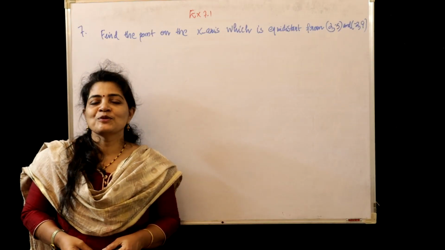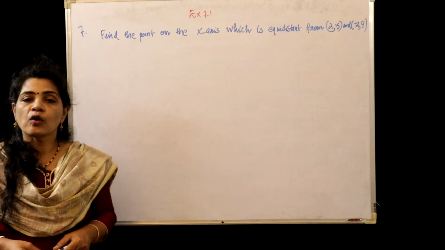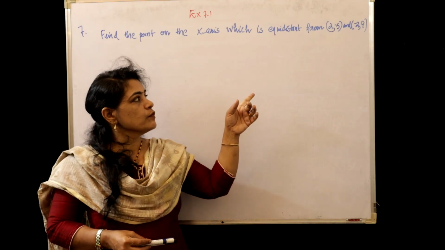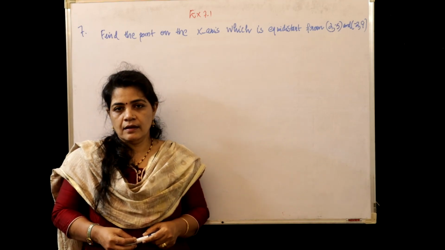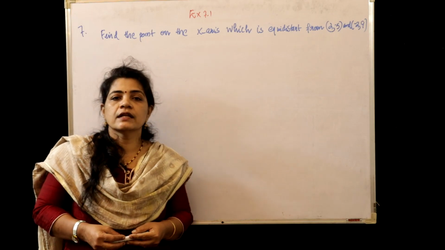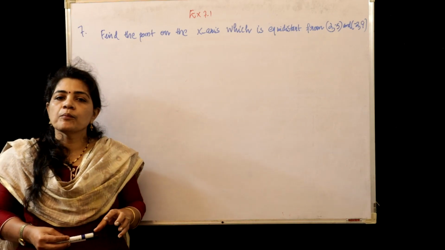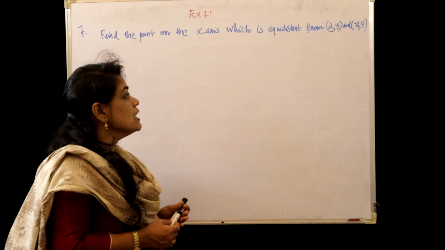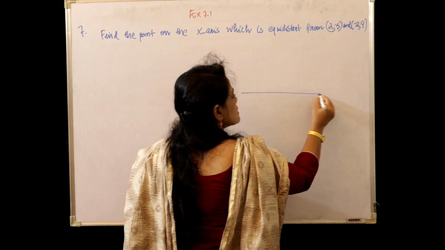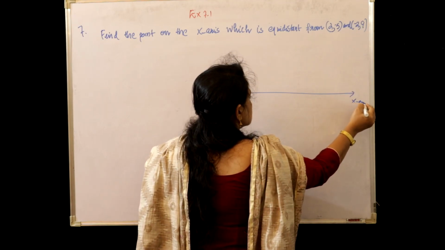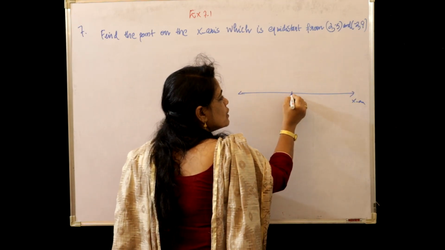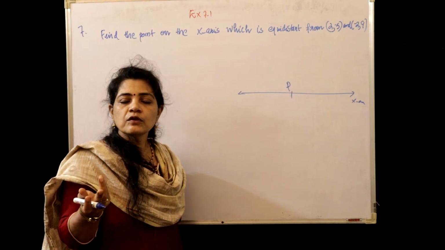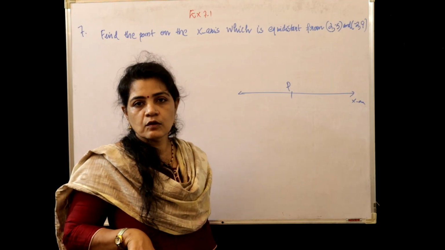Now the 7th question, find the point on the x-axis which is equidistant from the points (2, minus 5) and (minus 2, 9). Okay, so this is a very important question, children. See, here we have to find a point on the x-axis, and that point is equidistant from 2 points. So suppose this is the x-axis. Okay, we should get a point on the x-axis. Let P be a point on the x-axis. And we know, what is the general form of any point which lies on the x-axis?